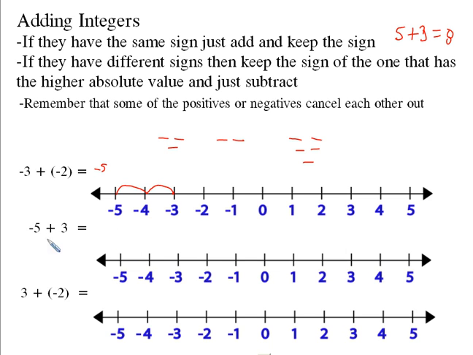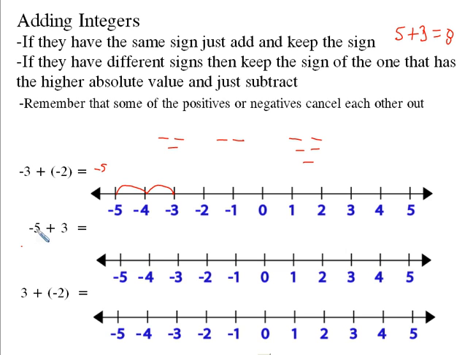Perfect sense. Now, -5 plus 3, a little bit different problem. What we've got to do is figure out the absolute value of this. What's the absolute value of -5? That's going to be 5. What's the absolute value of 3? It's going to be 3. So this here is the one with a higher absolute value. So now we forget about the absolute value thing, and we just remember I've got a negative sign, because this one has the higher absolute value.